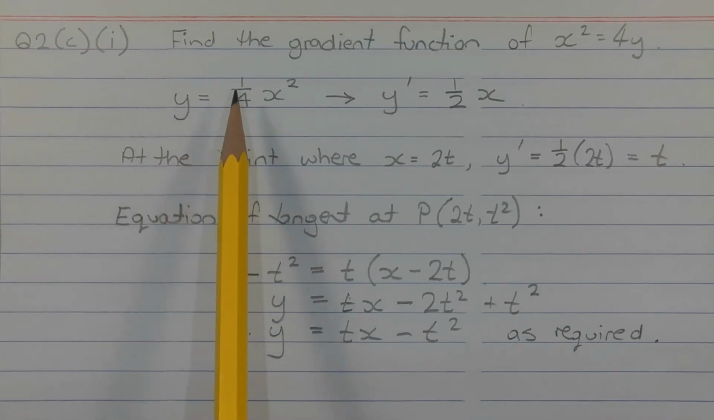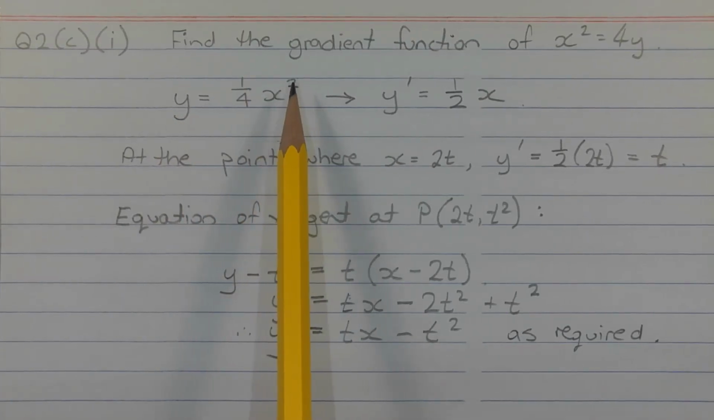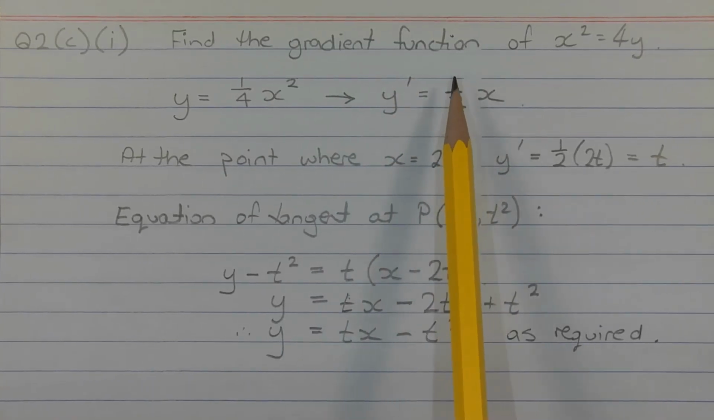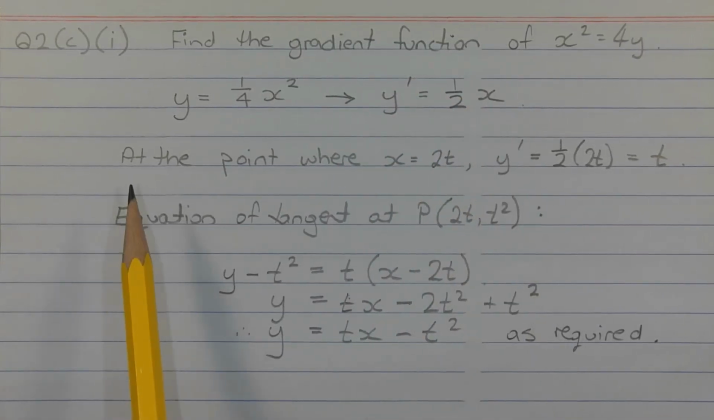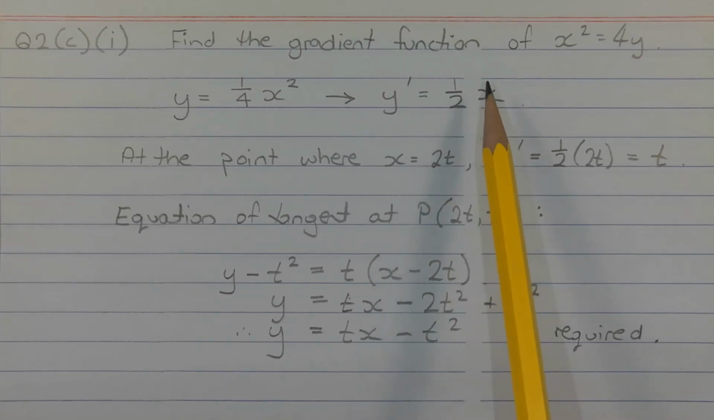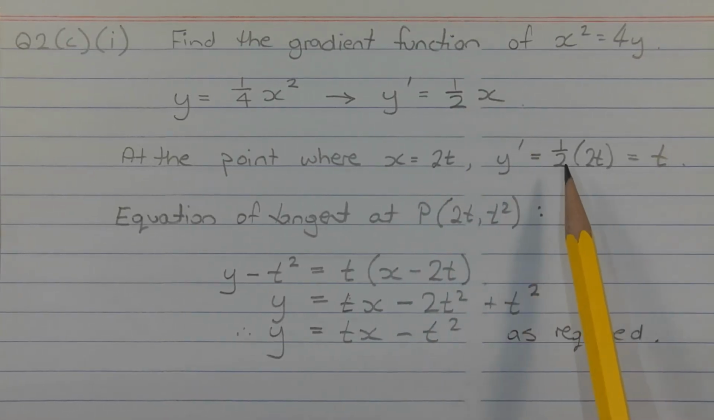So y is equal to 1 over 4 times x squared. Differentiating y with respect to x, we get y dash is equal to 1 over 2, or half, times x. Now at the point where x is equal to 2t, that's the x coordinate of point P in parametric form, we substitute 2t for x, we get y dash is equal to half times 2t, which equals t, which happens to be the parameter itself.